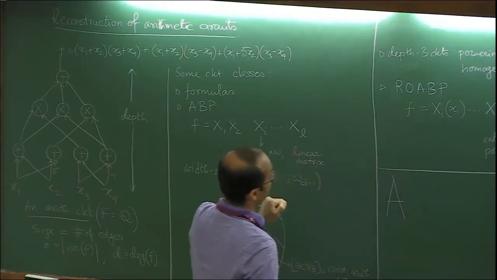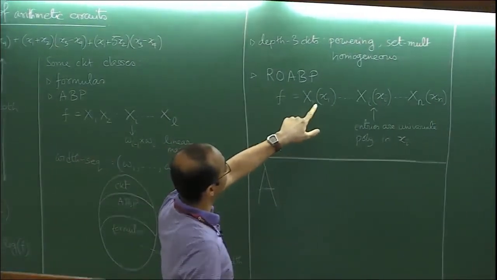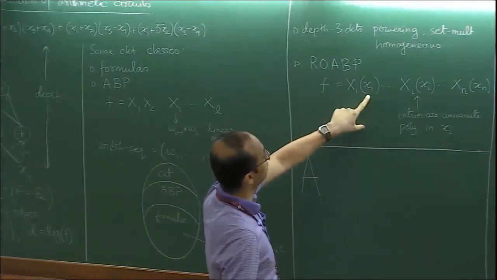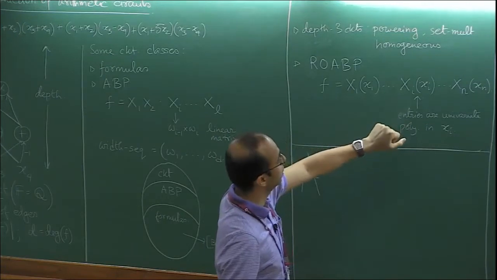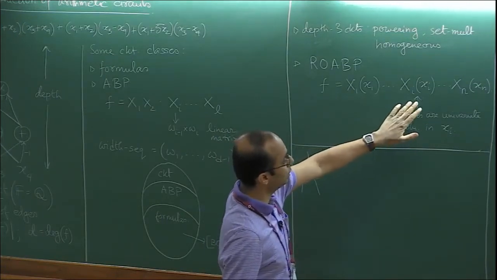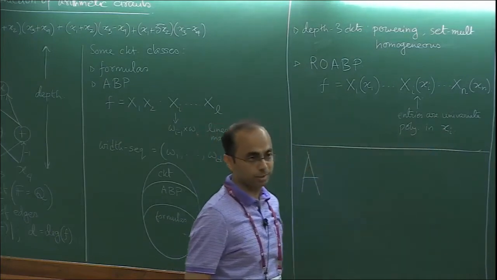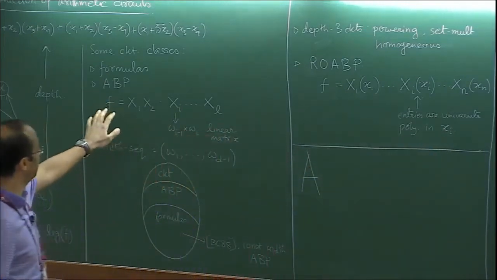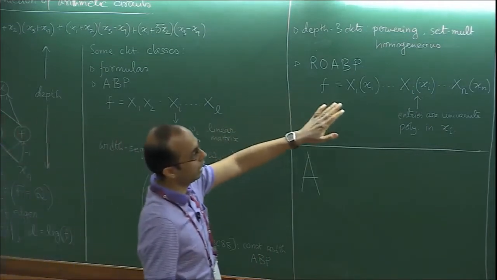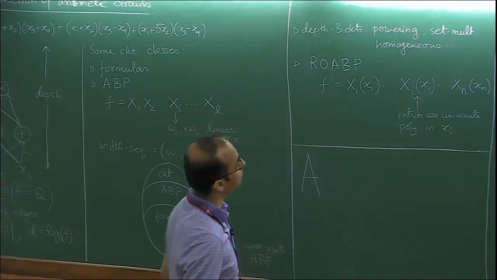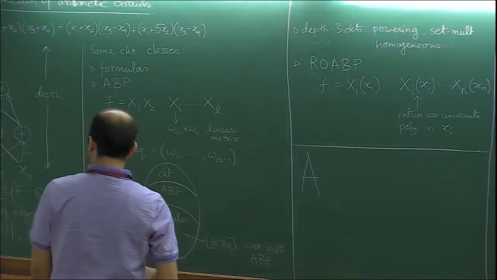It's an ABP with the special property that the first matrix is dependent on only x1, the second matrix is dependent on only x2, and so on. But here we allow the entries to be arbitrary univariate polynomials in the xi variables. The way we defined ABP, they were linear forms, but in the definition of ROABP, we allow arbitrary univariate polynomials.